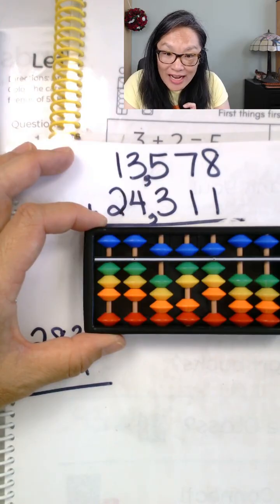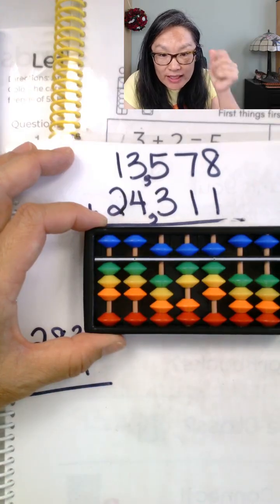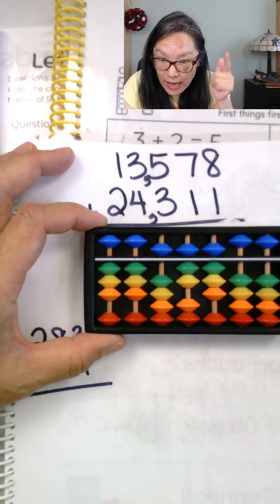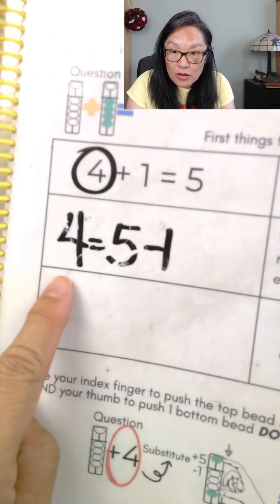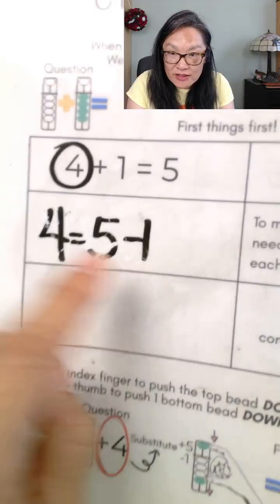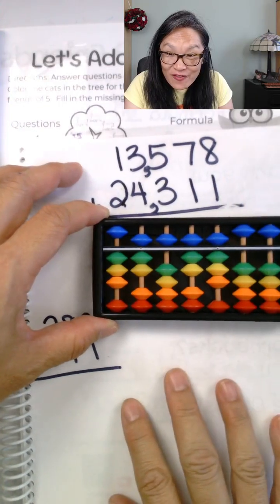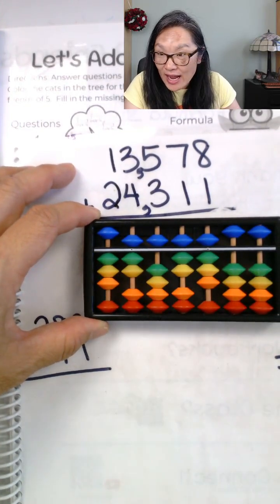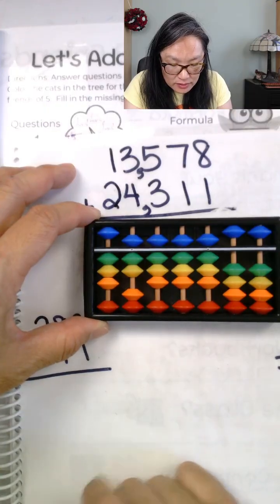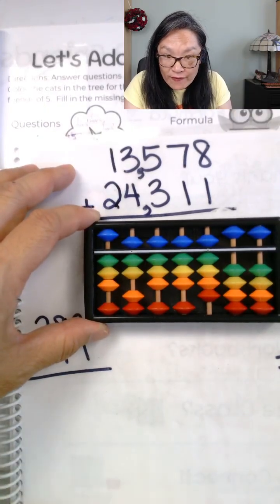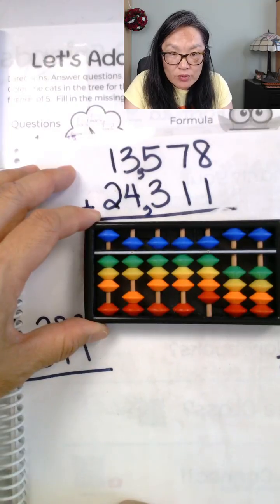Now when we add the 4, can we add the 4? Yes, we can. Remember, plus the 4 is equal to plus the 5 minus the 1. Plus the 5, take away the 1. And then we add the 3. Can we add the 3? Yes, we can. We add the 1, and we add another 1. So my final answer is 37,889.